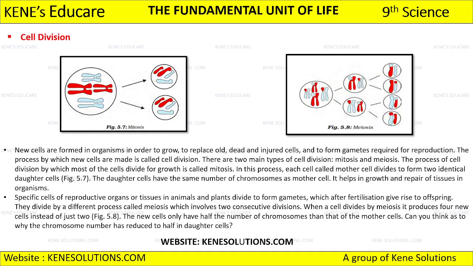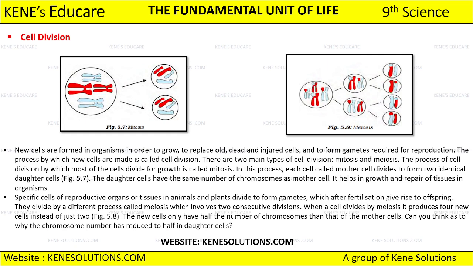After this, now we have cell division to discuss. So see, now you can see what exactly is happening in mitosis and meiosis. The diagram is clear, right? See, the cells are formed in an organism because that is how we are growing. The torn out cells, dead cells, injured cells are getting replaced by new cells formed in the body, right? So new cells are formed in an organism in order to grow, to replace old, dead, and injured cells, and to form gametes which are required for reproduction.